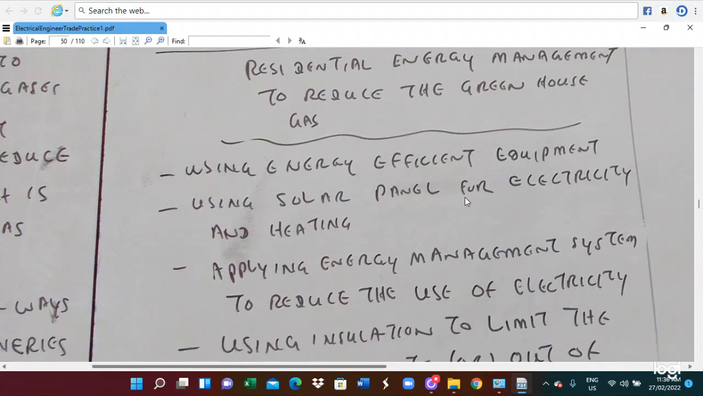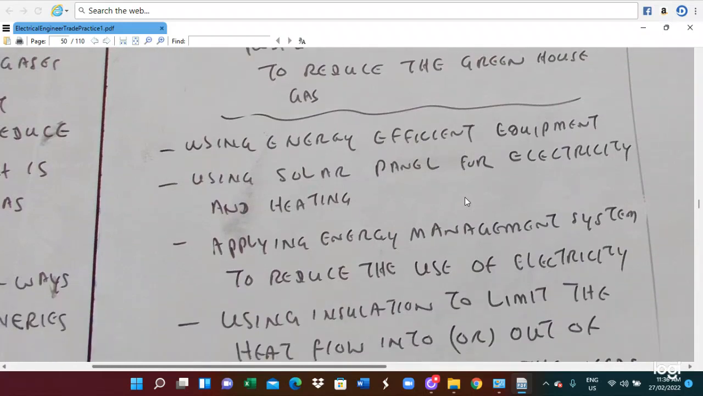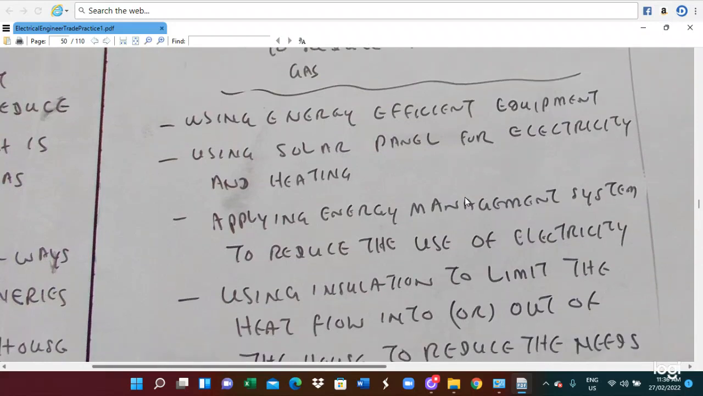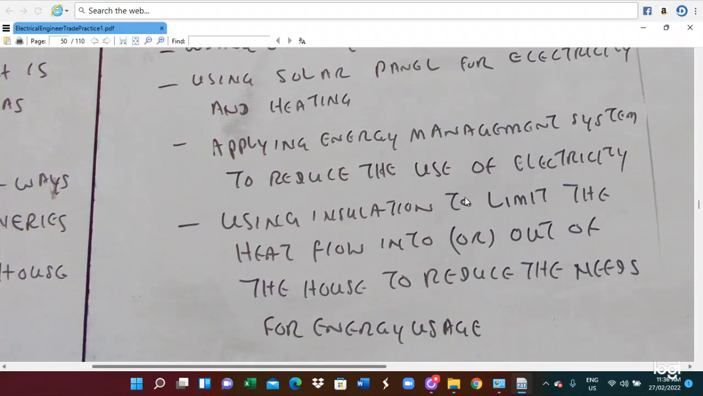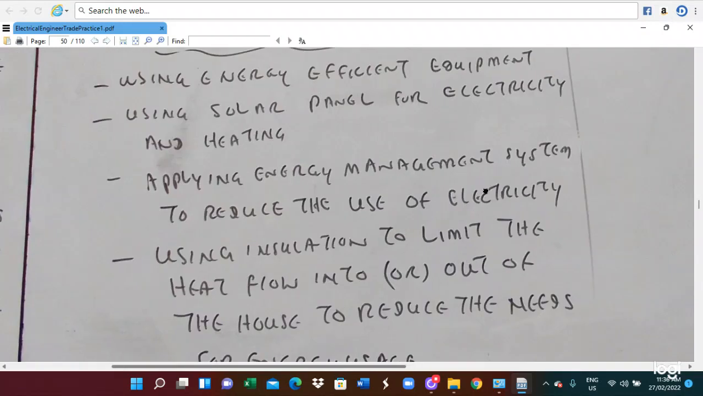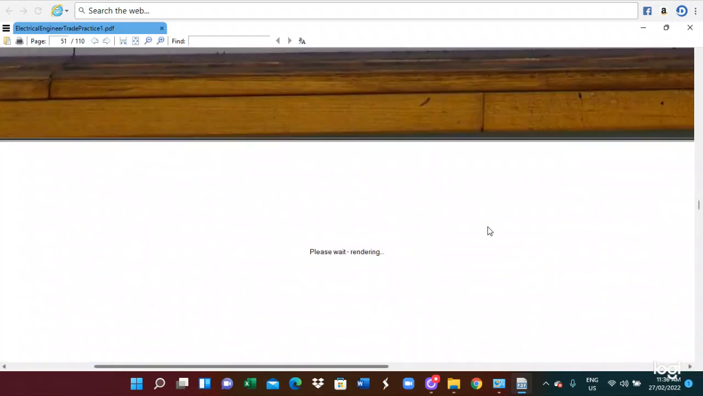We have to utilize green energy efficient equipment. We use solar panels for electricity and heating, apply an energy management system to reduce the use of electricity, or use insulation to limit the heat flow to and out of the house, and to reduce the need for energy usage. So this is the way to reduce energy and greenhouse gas.